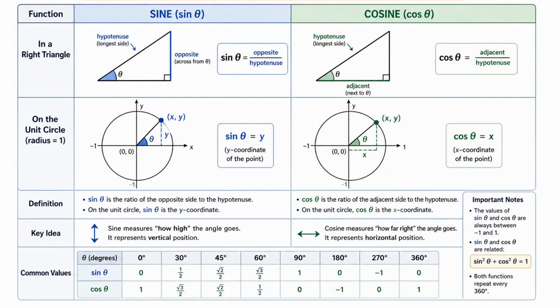To summarize, sine and cosine both describe the same angle, but in different ways. In triangles, they are ratios of sides. On the unit circle, they become coordinates. Sine is vertical and cosine is horizontal. Together, they help us describe angles, motion, and waves in mathematics and real life.